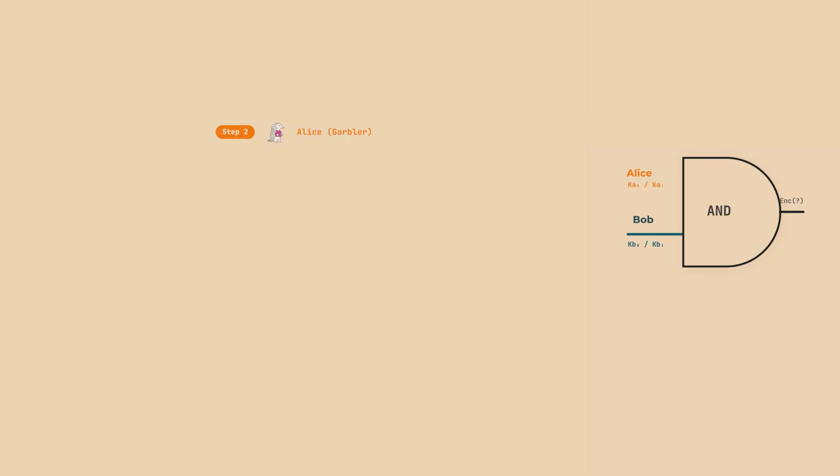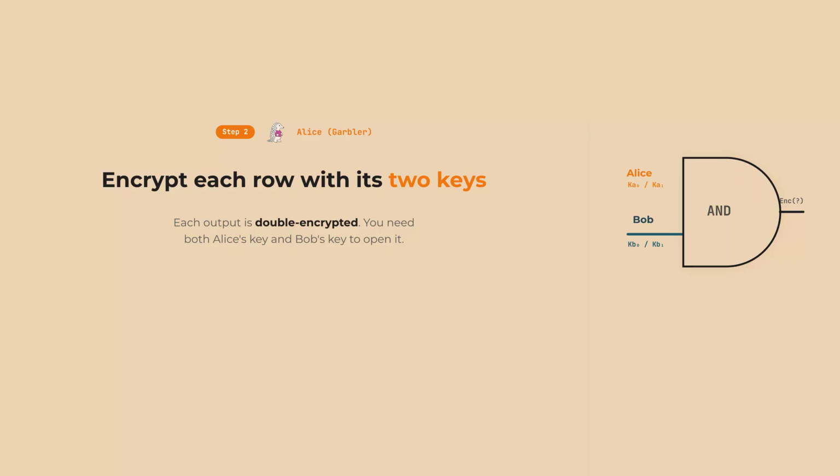Step 2. Alice encrypts each row of the truth table using the two keys that correspond to that row. Each output is double encrypted. You need both Alice's key and Bob's key to decrypt it. No single key can open any row on its own. You need the exact matching pair.